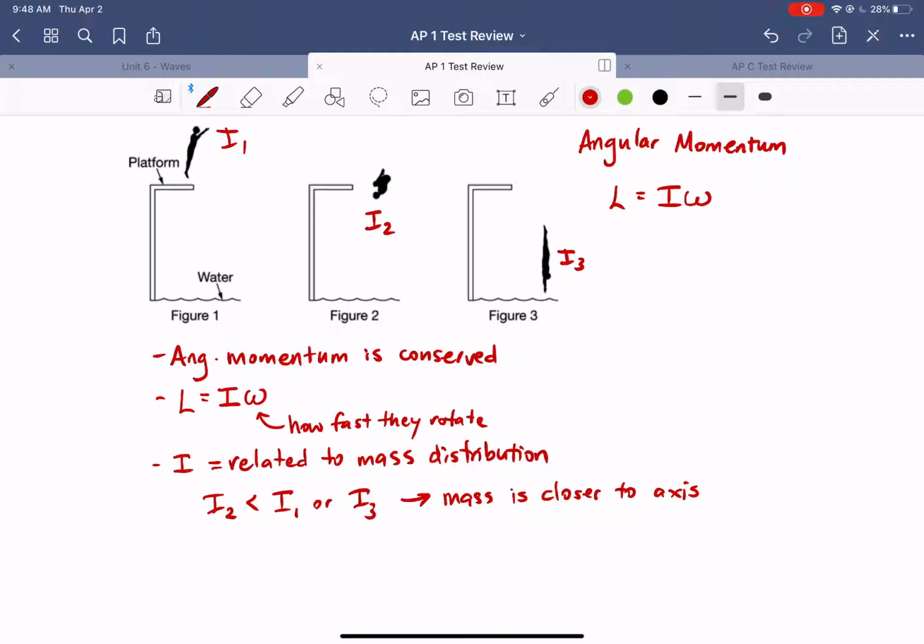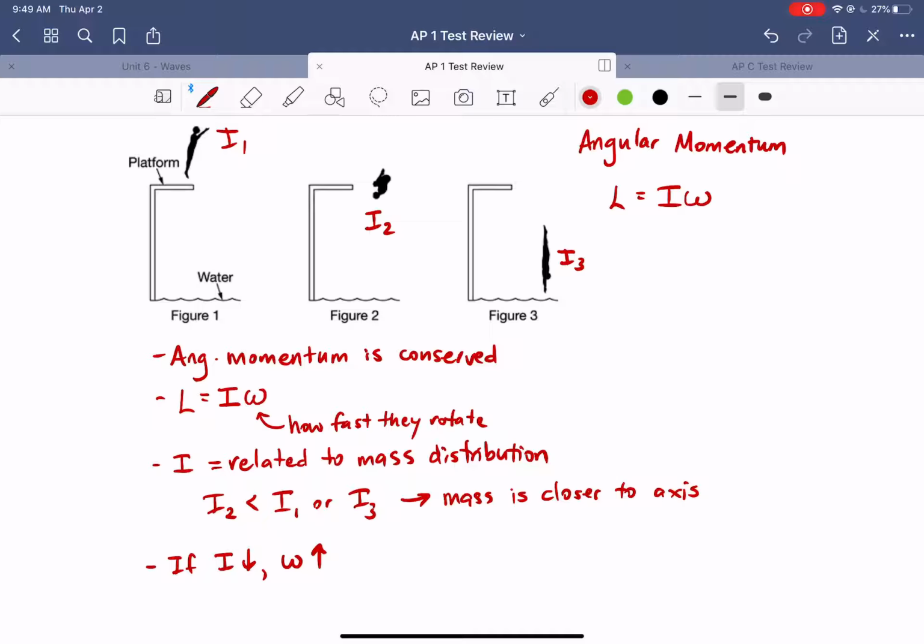Okay, so we know in figure 2, the diver has the lowest moment of inertia. Since the angular momentum is conserved, if the moment of inertia goes down, then the rate of rotation must go up. So this means that the diver is going to rotate faster in figure 2 when they have the lower moment of inertia, and then when they extend their arms and legs, the moment of inertia is going to go back up, and the rotation will slow down once more. So the fastest rotation happens in figure 2. So as long as you address all of these points here, you should get full credit for that question.